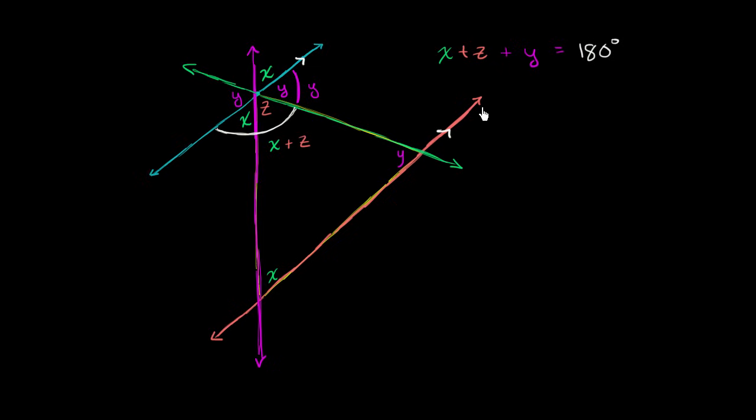Well, we could just reorder this if we want to put it in alphabetical order, but we've just completed our proof. The measure of the interior angles of the triangle, x plus z plus y, we could write as x plus y plus z if the lack of alphabetical order is making you uncomfortable. We could just rewrite this as x plus y plus z is equal to 180 degrees. And we are done.